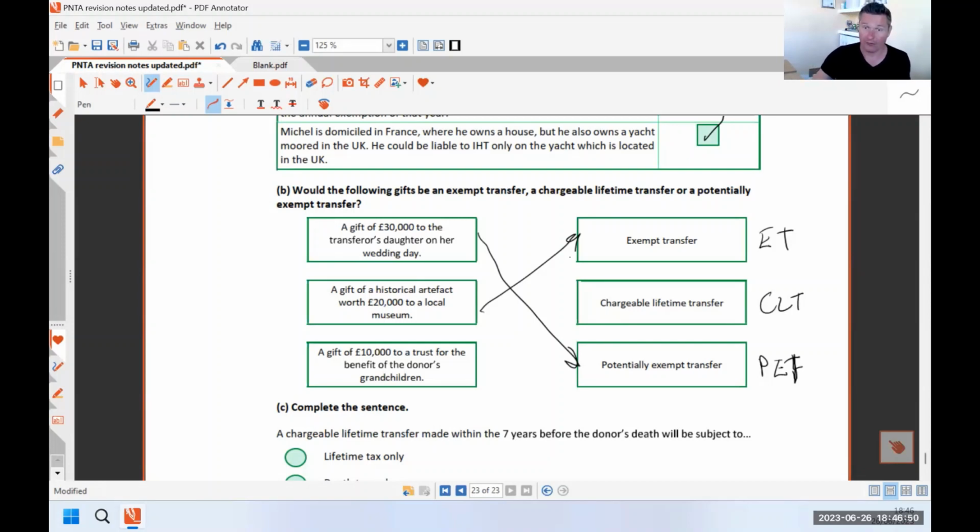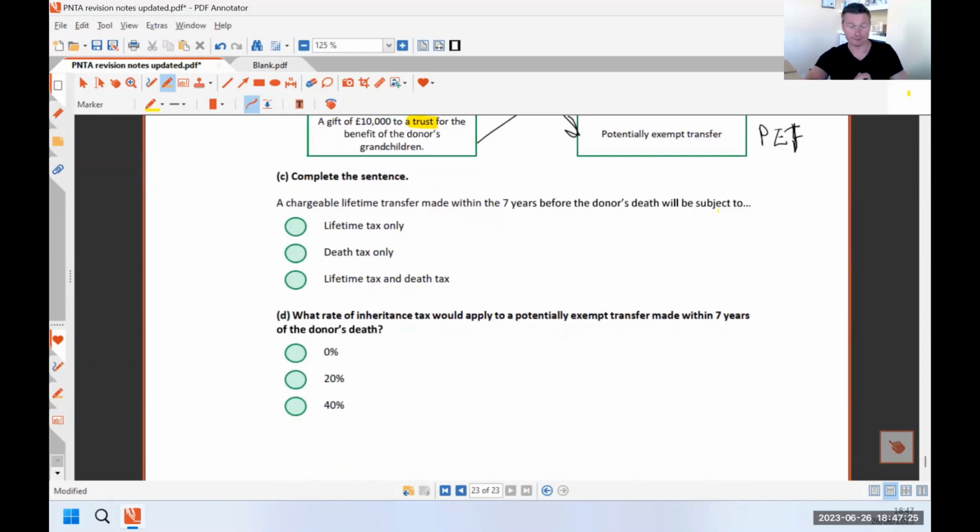And then the last one, by the law of averages, is going to be a CLT, but it is because it is a trust. Whenever you see trust, it is a CLT. When you see a CLT, it's a trust. They are the only two things that relate to a CLT. Really, there's not much to say about it. So if you see money going into a trust, it is definitely a CLT, and they will definitely have to pay lifetime tax on it, but they may well be subject to death tax, which I hope I'm just giving away the next question.